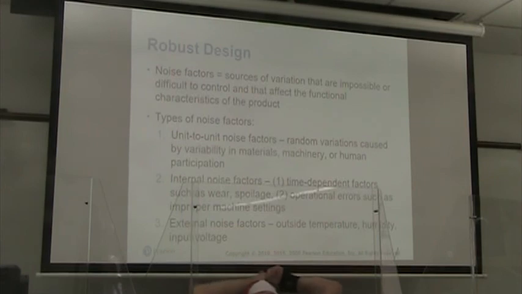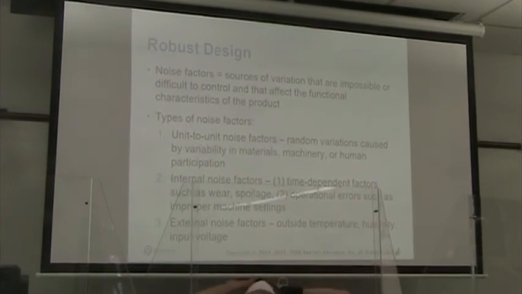So when we talk about robust design, first of all, there are noise factors. These are sources of variation that are impossible or difficult to control and that affect the functional characteristics of the product.